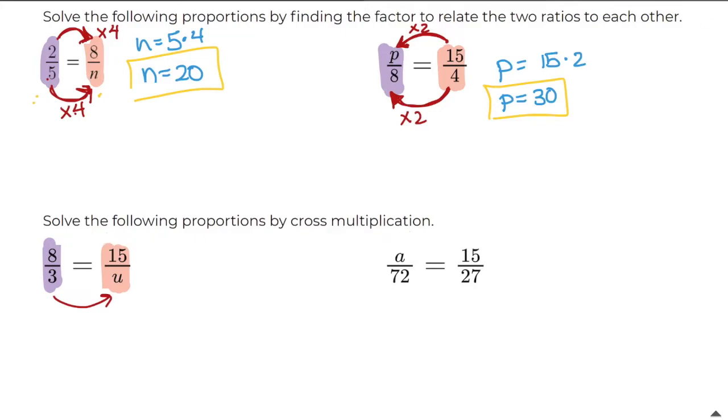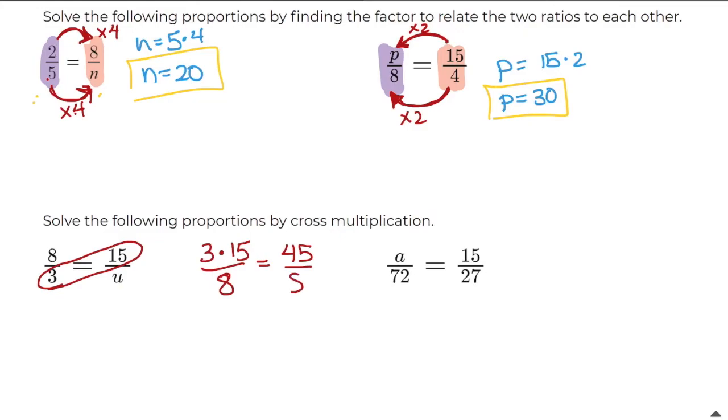So how do I use cross multiplication? I can either do 3 times 15. That's one way to cross multiply, or 8 times u. But because u is unknown, I'm going to do 3 times 15, and that gives me 45. And then I'm going to divide by this last number right here. Divide that by 8. And that's what u is equal to.